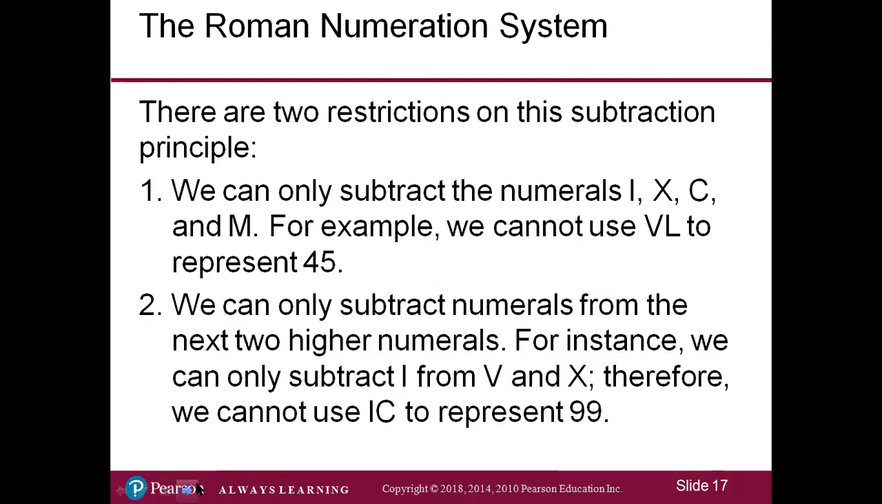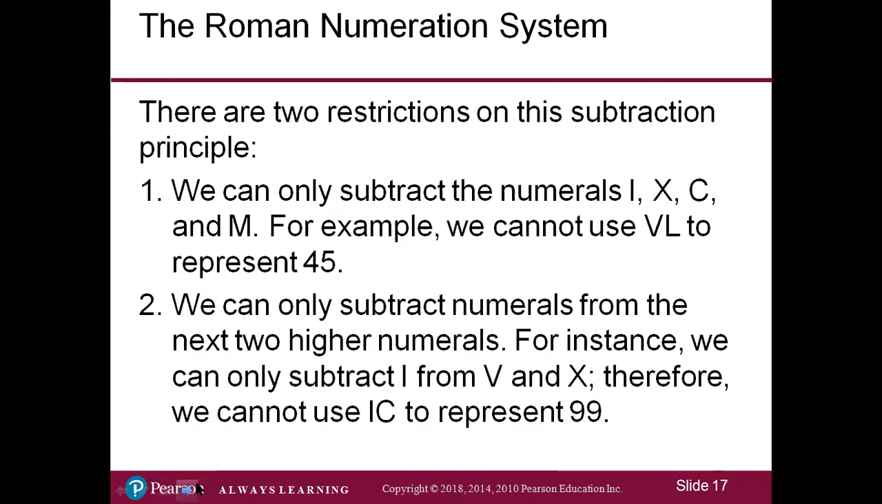There are two restrictions on this subtraction principle. We can only subtract the numerals I, X, C, and M. For example, we cannot use VL to represent 45. So only use your base 10 numerals to subtract. We can only subtract numerals from the next two higher numerals. For instance, we can only subtract I from V and X. Therefore, we cannot use IC to represent 99.